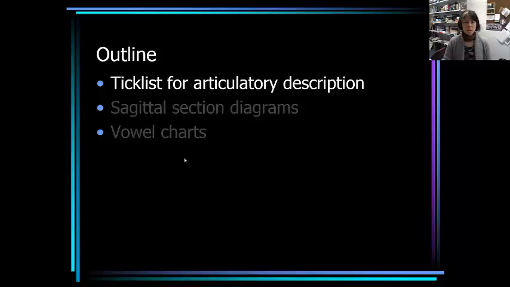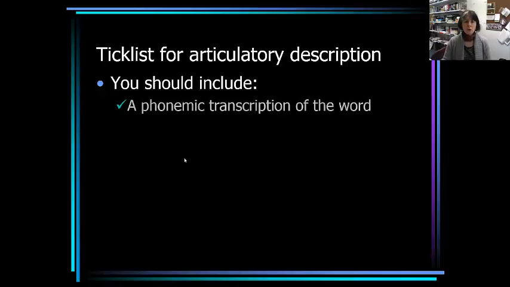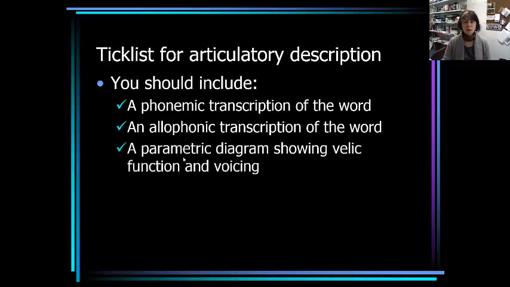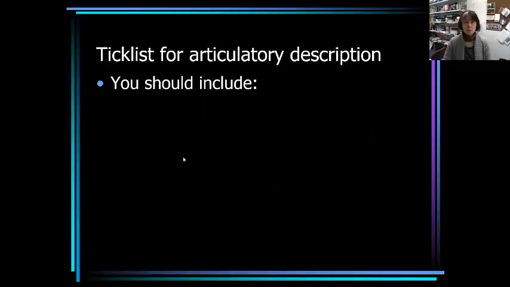So let's start with the tick list. For an articulatory description you should include the following: a phonemic transcription of the word, an allophonic transcription of the word, a parametric diagram showing velic function and voicing, an acoustic display of the word. If you're doing an exam you don't have to show this, and you won't be doing an exam.